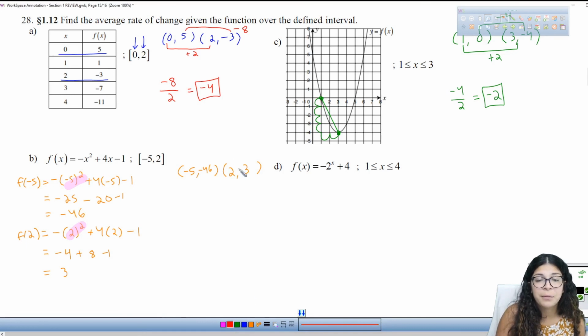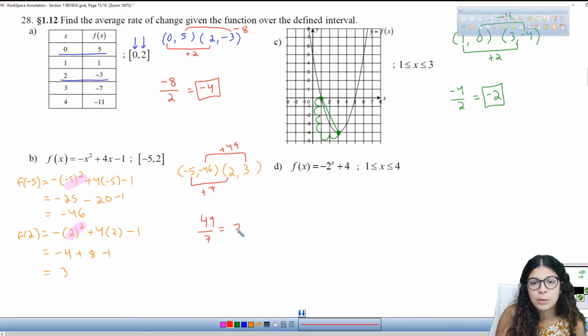Now that we have the full points, we can find the change. From negative 46 to 3, we are adding 49. And then from negative 5 to 2, we're adding 7. So 49 divided by 7 gives us an average rate of change of 7.